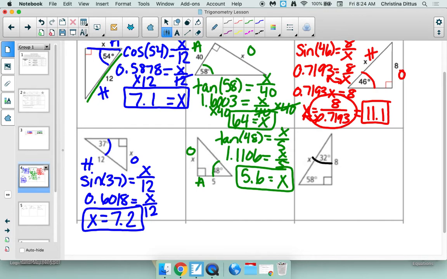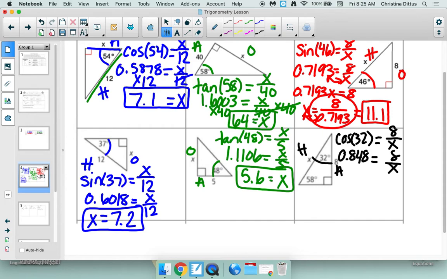How does 8 relate to 32? Adjacent. How does x relate? Hypotenuse. So what am I looking at? Sine, cosine, tan? The cosine. So I'm going to take the cosine of what angle? 32, the one we're looking at. And it equals what over what? 8 over x. The x is at the bottom. So we can. Yep, we got to find our decimal first though. 0.848, so just 8.